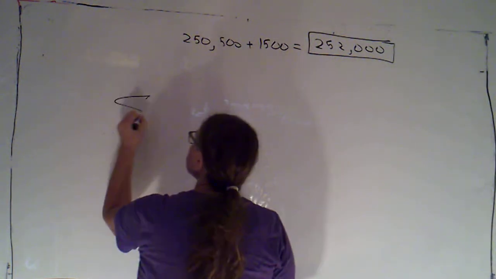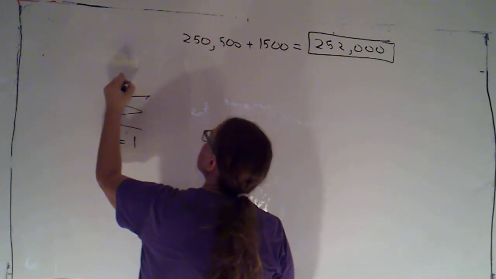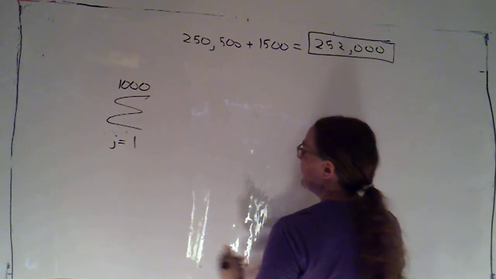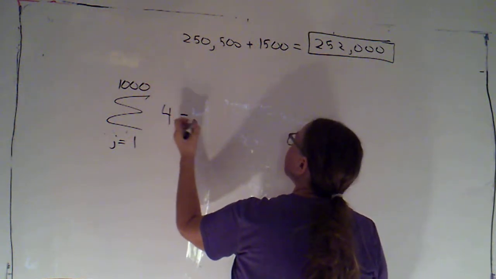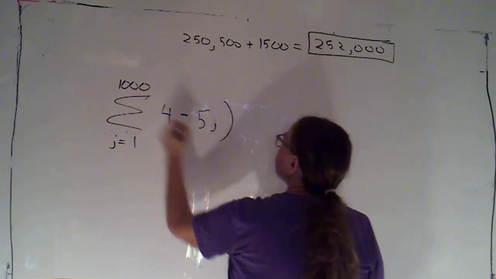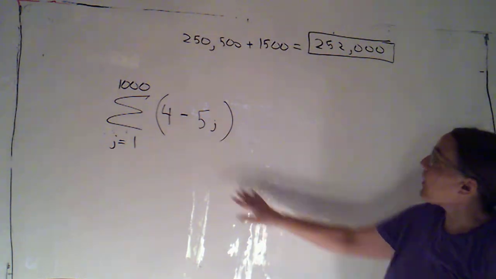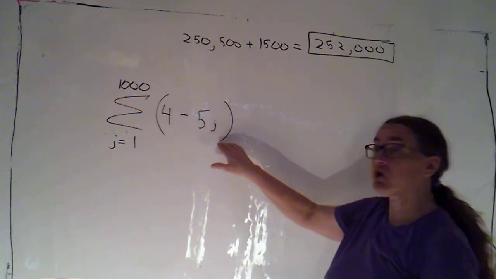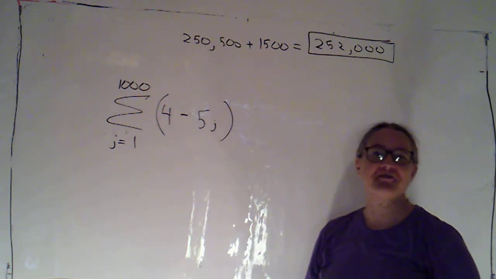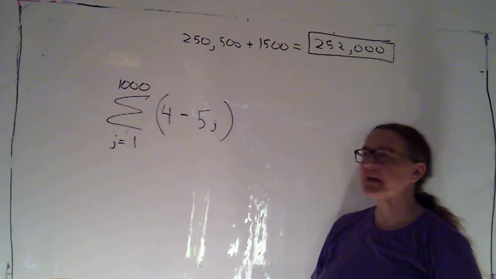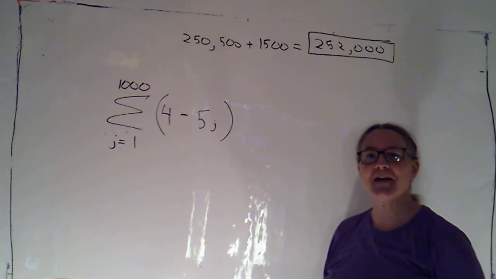So let's say it's the sum. We'll let j go from 1 to 1,000, and let's try 4 minus 5j. Okay, so again, you've got a sum where each of the terms has two parts to it. Notice this time we're subtracting them rather than adding them, but the principle is going to be basically the same. So try this one, and then we'll go over it together in the next video.